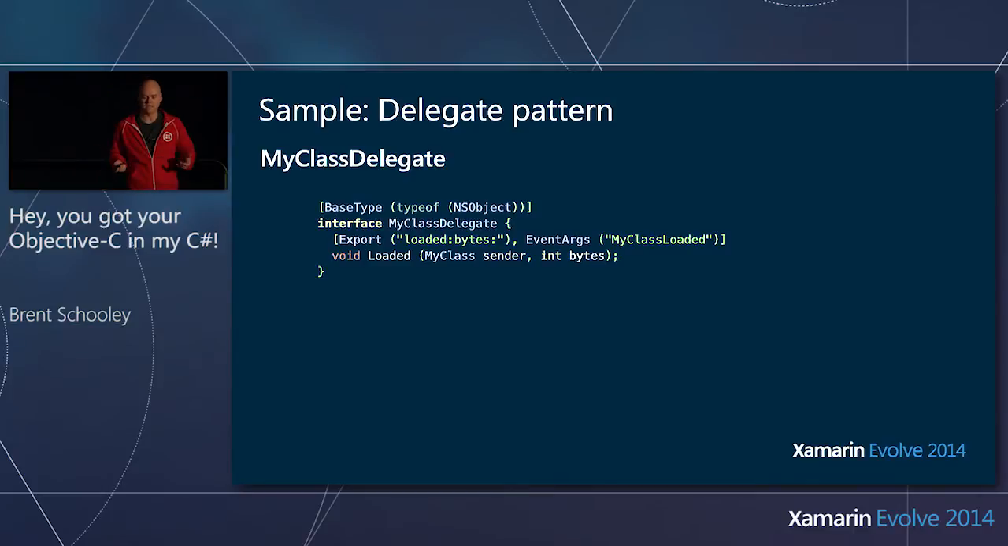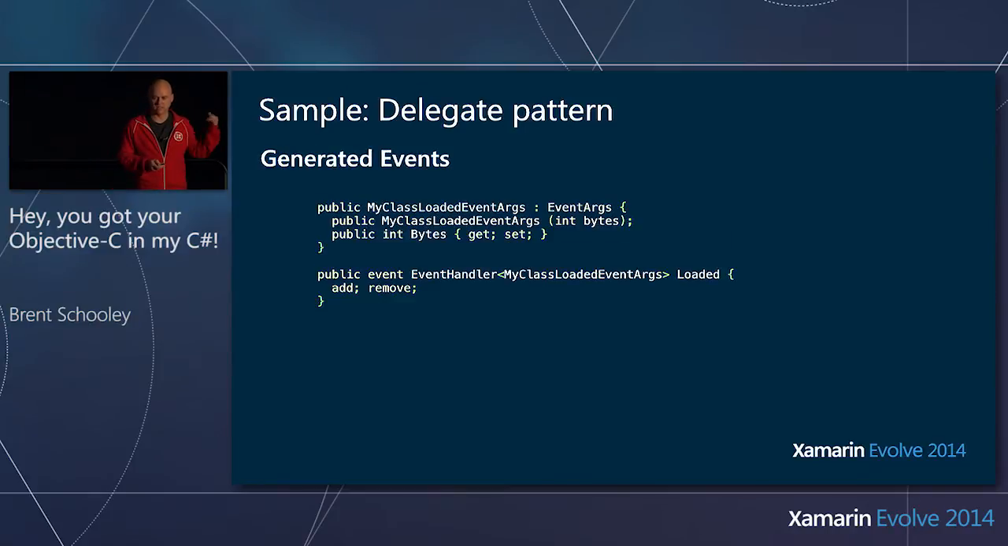So what we're basically telling the generator is, hey, I want a loaded event. And I want it to have event args called myClassLoaded. And then because of the previous wiring up with the delegates and events line, this is going to get added on myClass, right? So we'll end up with myClass.loaded, right? That we can call in the C# code from these two things.